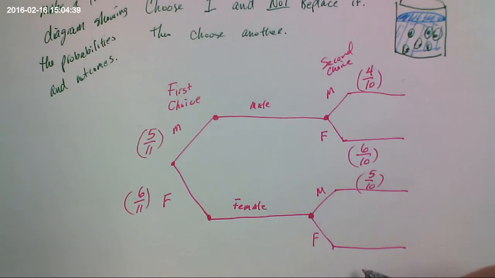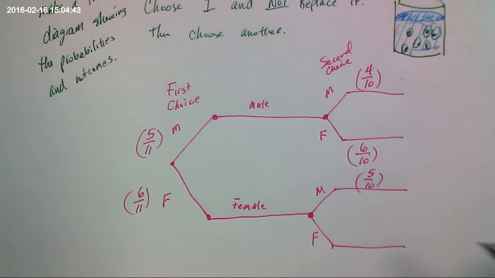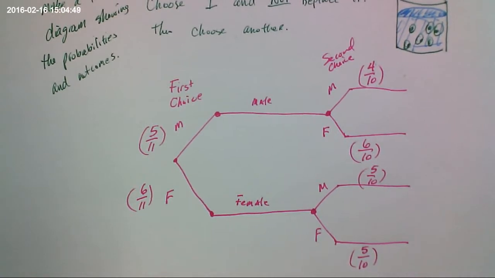1 out of 10. What's that? 5 out of 10. Yeah, because you took one away. Oh, you meant one, yeah. 5 out of 10. So we're good? So that's it right there. That's all you'd have to do. The hard part's filling these out.